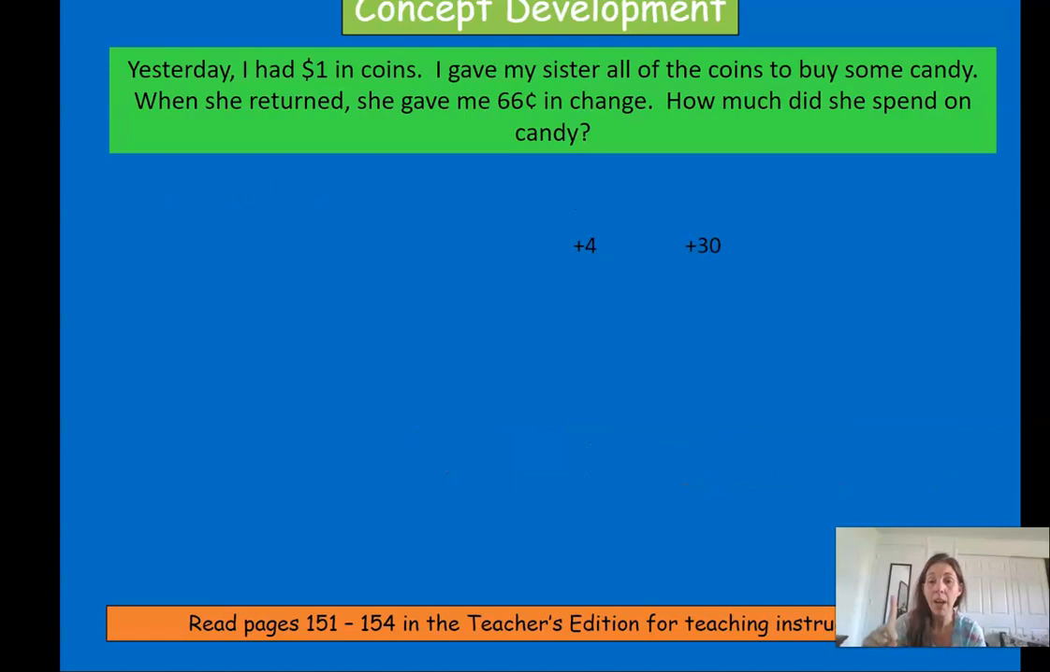Yesterday, I had $1 in coins. I gave my sister all of the coins to buy some candy. When she returned, she gave me 66 cents in change. How much did she spend on candy?